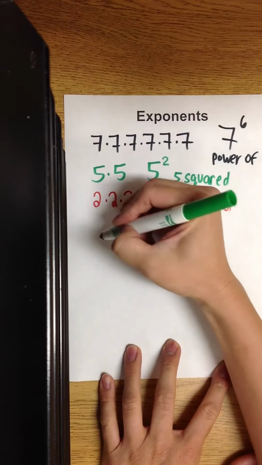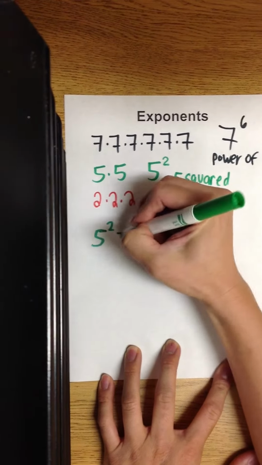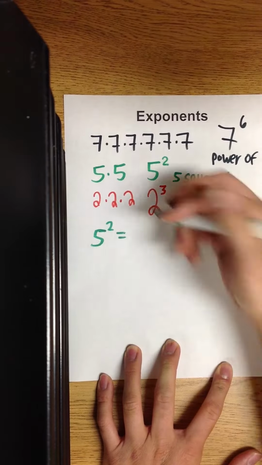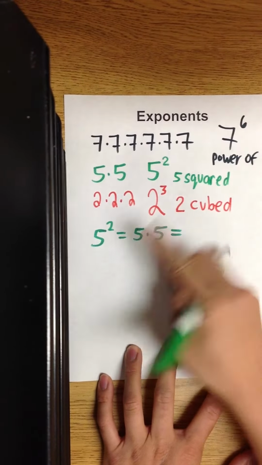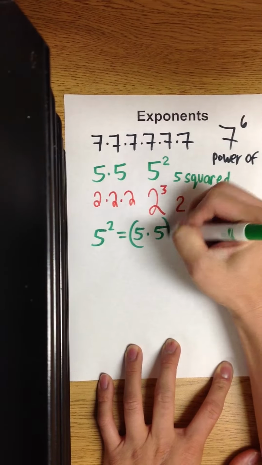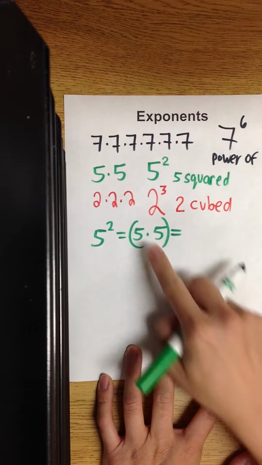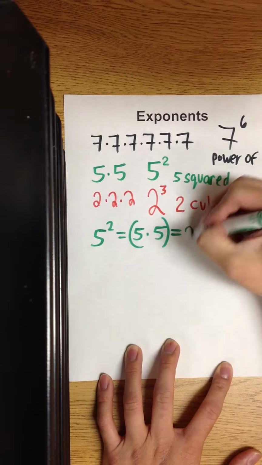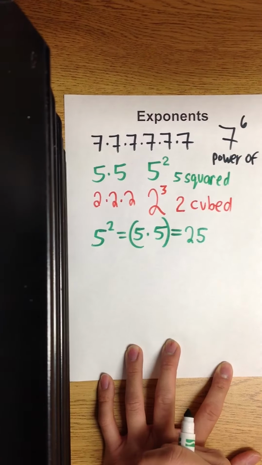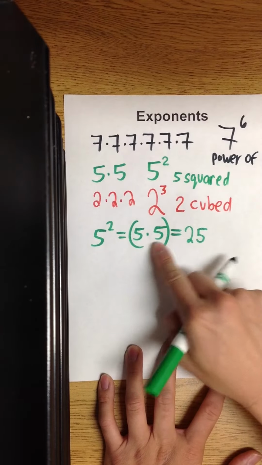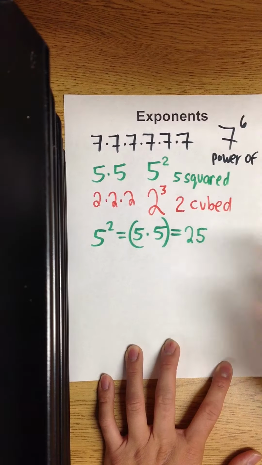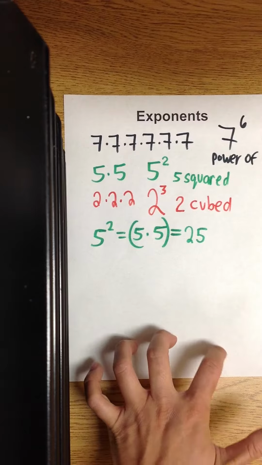So for example, if you had 5 squared, again, what's the base? 5. You write it twice. I like drawing parentheses around this multiplication problem. 5 times 5 is 25. Some students will say, oh, 5 times 5 is 10. Again, we are multiplying, not adding.